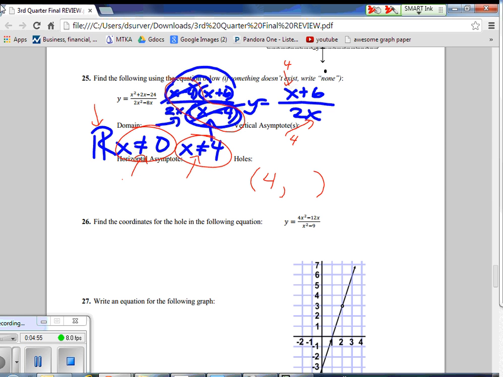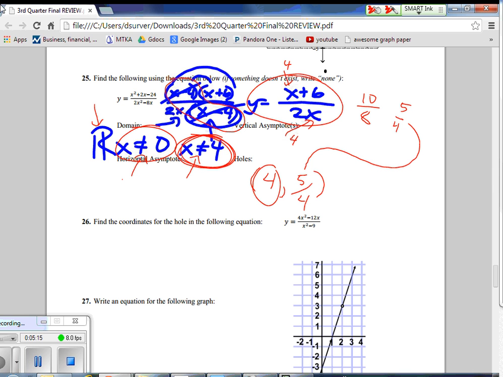And I'd have 4 plus 6 over 2 times 4. That would be 10 over 8. 10/8 reduces to 5/4. So that goes right there. That's how you tell where the hole is. You take the x of it, which we knew from the domain, and then we plug it into the resulting function, and it tells us the y of our hole.